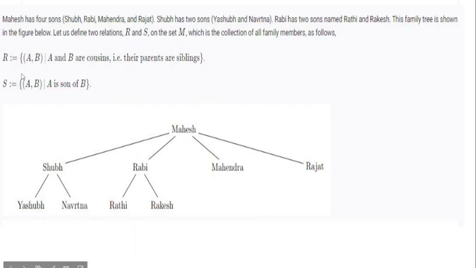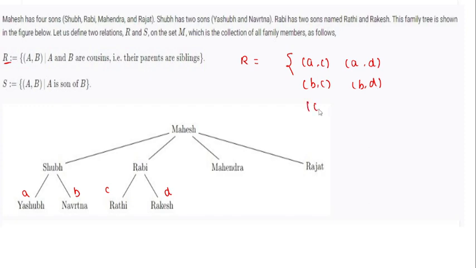So let's write down all the possible values of R. Suppose this is A, this is B, this is C, this is D. Basically these are cousins. So first it will be AC and AD. Similarly BC, BD, then CA, CB and DA and DB.